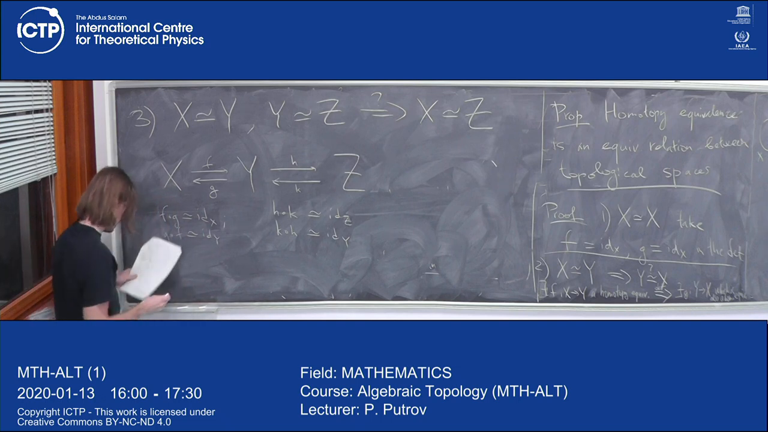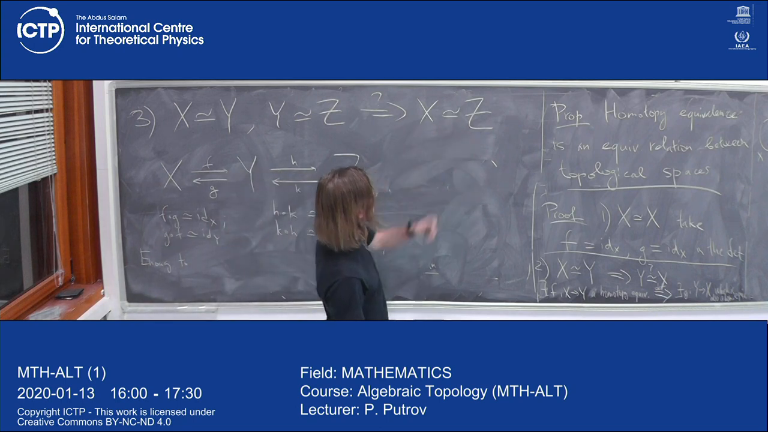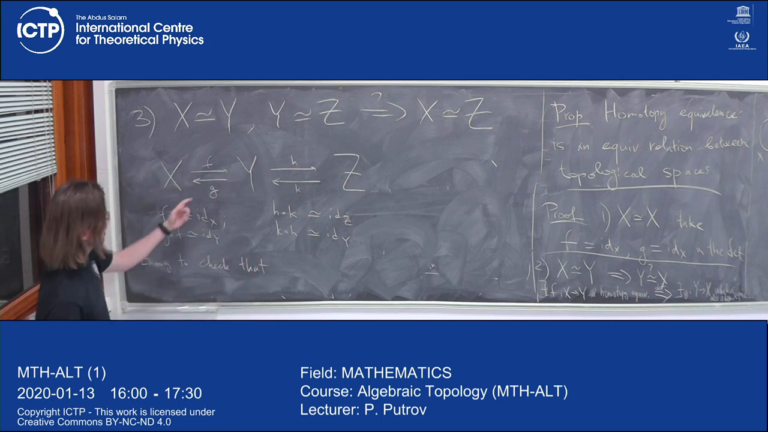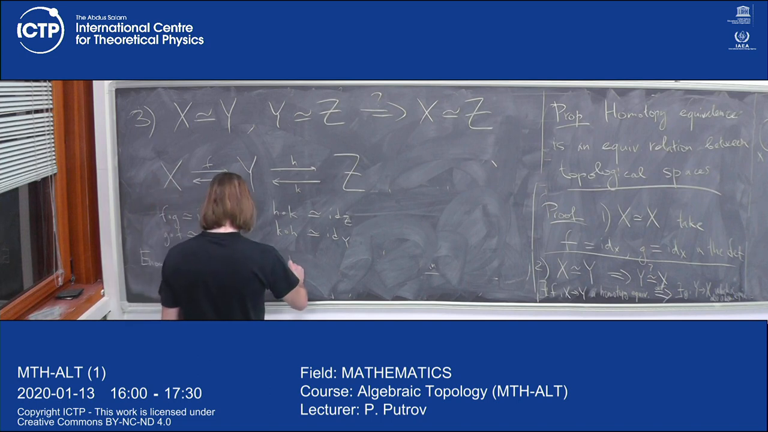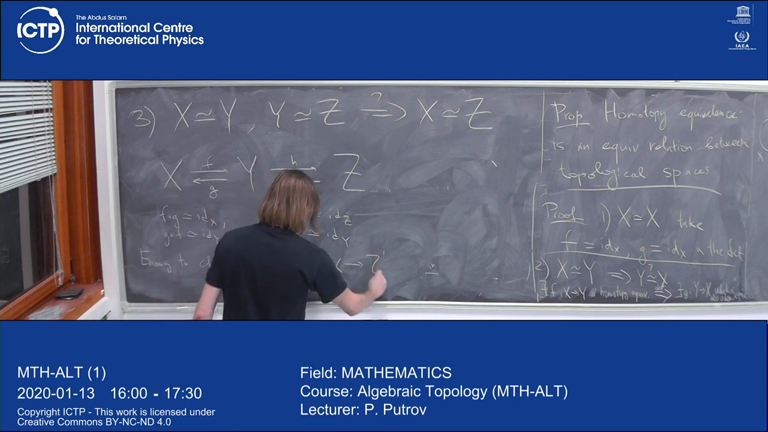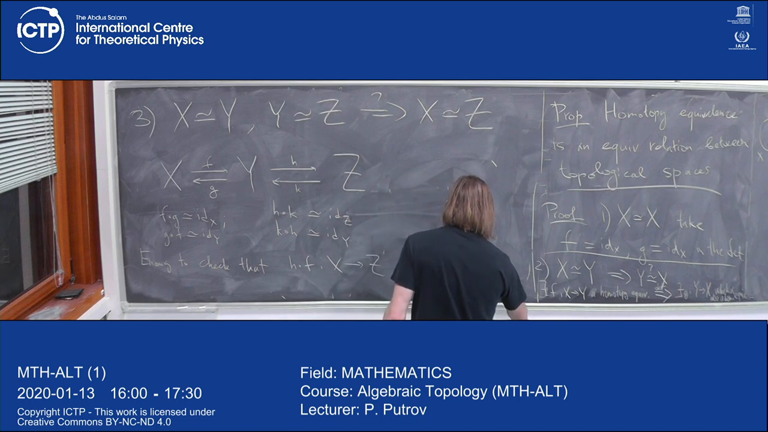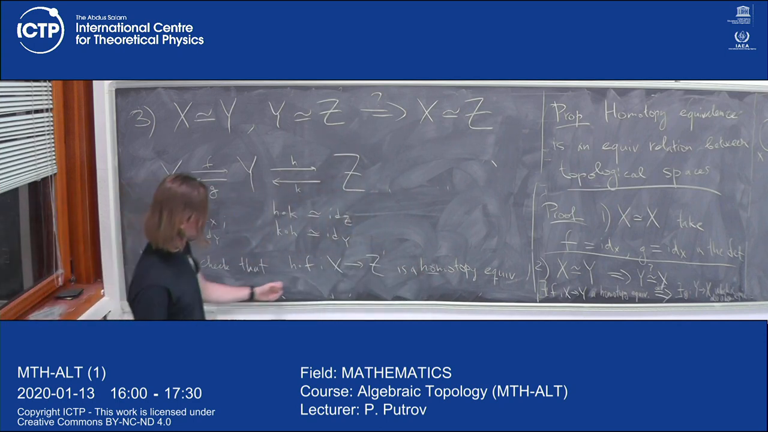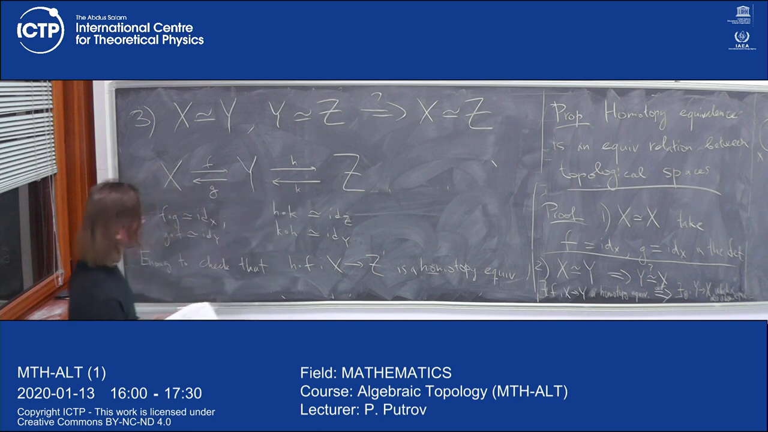So we need to present a homotopy equivalence map between X and Z. There is a natural candidate for this, which is the composition of F and H, right? This will be a certain map between X and Z. It is a natural candidate for a homotopy equivalence, and indeed we will see that this is a homotopy equivalence between X and Z.